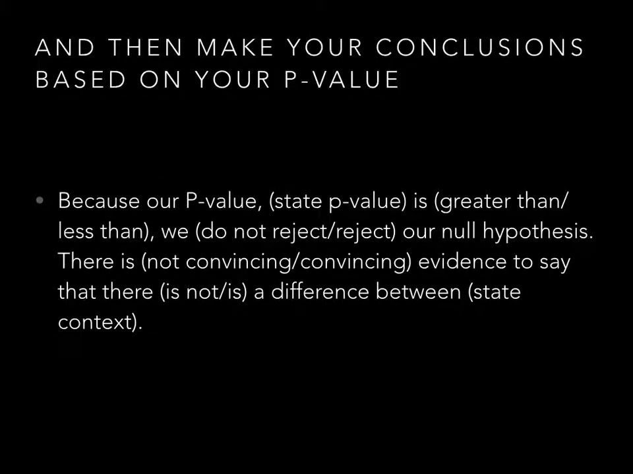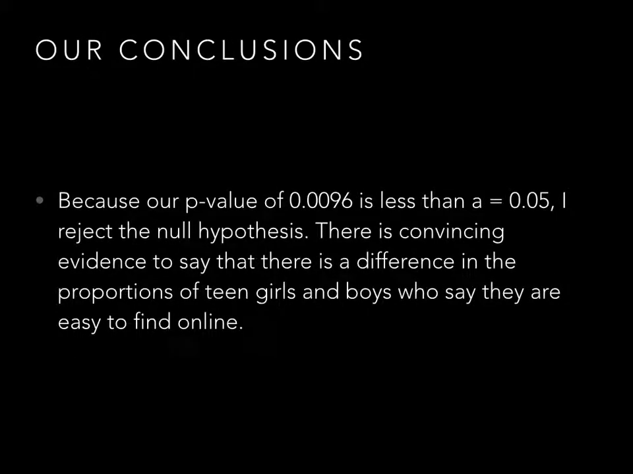And so, just like any other conclusion, we say it like this: because our p-value is less than or greater than alpha, we reject or fail to reject our null hypothesis. There's convincing or not convincing evidence to say that there is or is not a difference between our contexts. So for example, because our p-value of 0.0096 is less than alpha equals 0.05, I reject the null hypothesis. There's convincing evidence to say that there's a difference in the proportion of girls and boys who say they're easy to find online. So that is our very own two-proportion z-test.